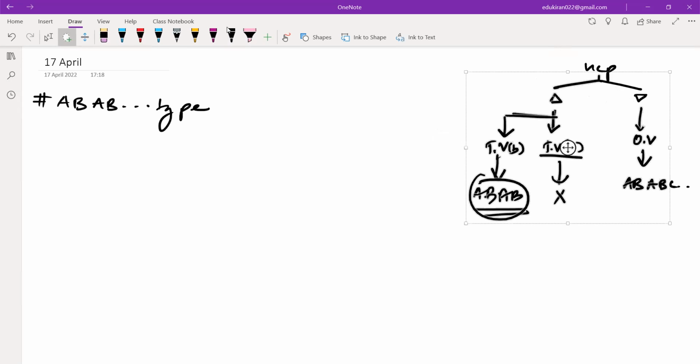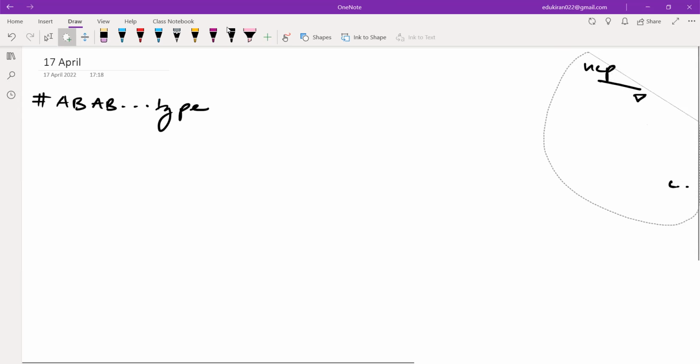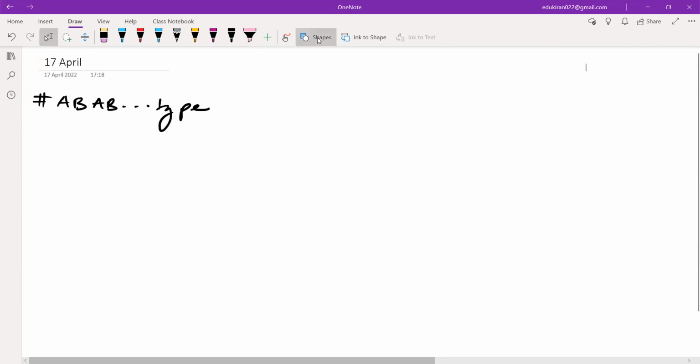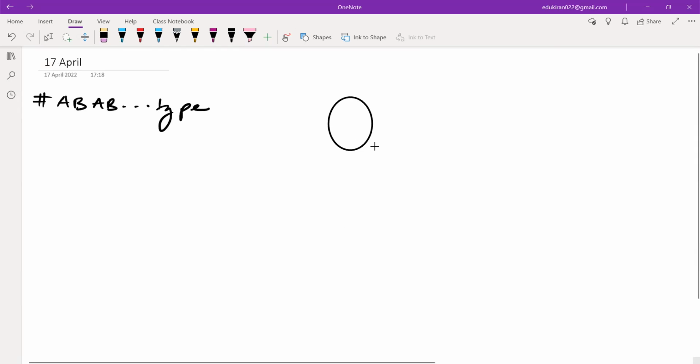Now, when we are going to discuss the AB type, first of all, what I should do, I should make a packing. Okay, just give me some time. I will make a packing for you guys, and then we will start discussing about the AB type.